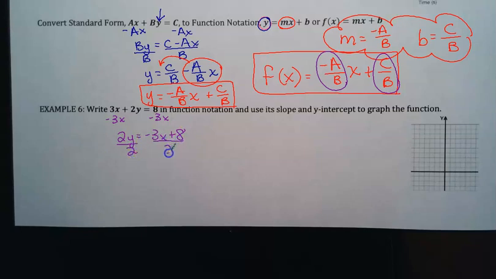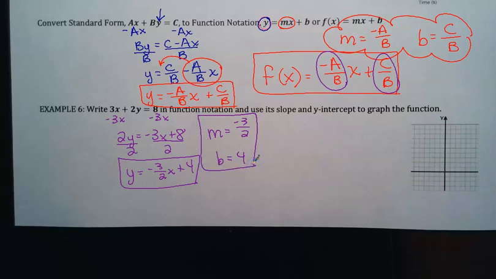Divide by 2. So y equals negative 3 over 2 x plus 8 divided by 2 is, good, 4. So our slope is, very nice, negative 3/2. And our y-intercept is, very nice, 4. Okay, now we're ready to graph it. So we're going to graph our y-intercept first at 4. 1, 2, 3, 4.